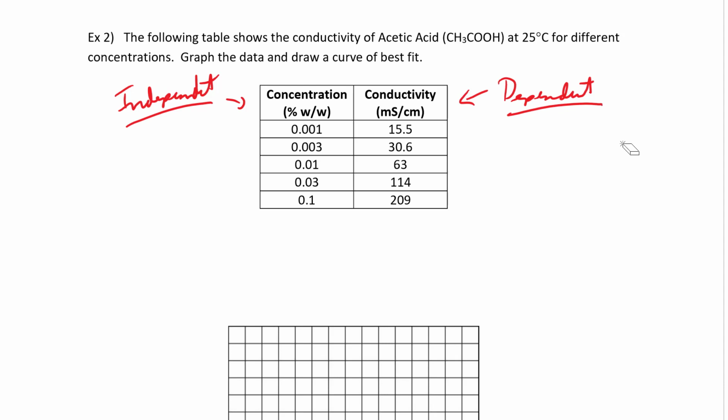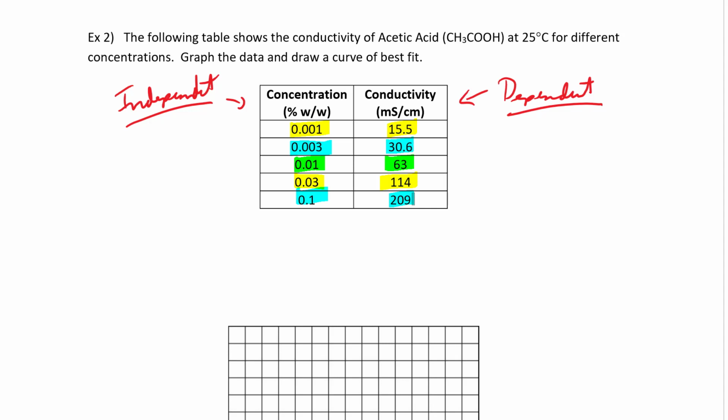You could create this as a set of ordered pairs. These two would be a pair. These two, these two, these two, and these two. You could treat this as X and Y, but we don't have X and Y here. We have concentration and we have conductivity.